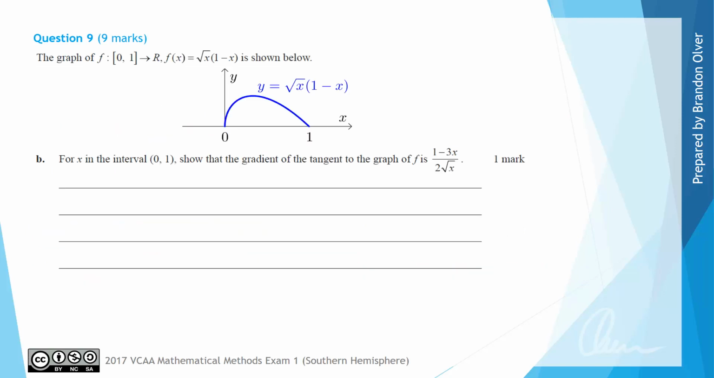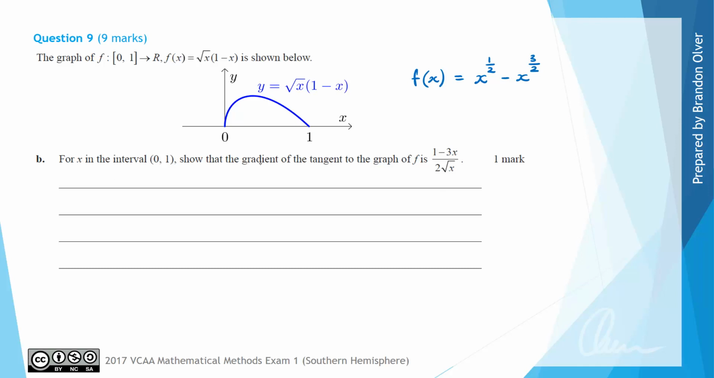For part B we have: for x in the interval 0 to 1, show that the gradient of the tangent to the graph of f is given by 1 subtract 3x divided by 2 root x. Just before we get into this question, we're going to recall that f of x we found before could be expressed as x to the power of a half subtract x to the power of 3 on 2.